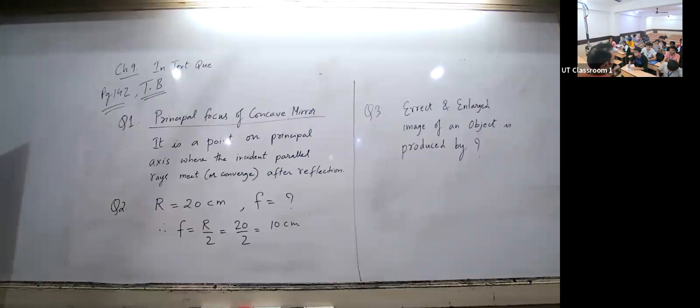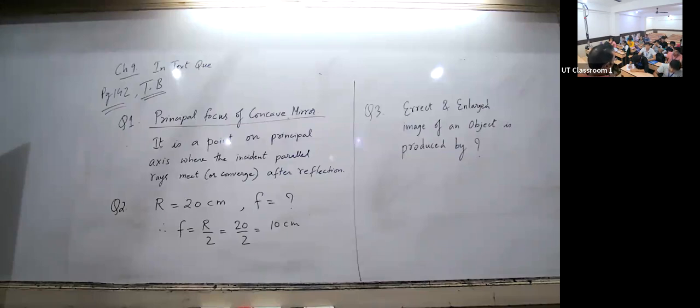And when the object is between infinity and pole, what happens? The image is between focus and pole behind the mirror. So it is always small. Now the answer: concave. Because a concave mirror gives you all kinds of images: diminished, same size, and magnified, both real as well as virtual.